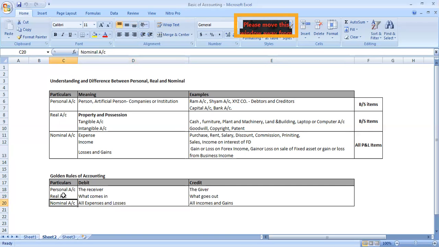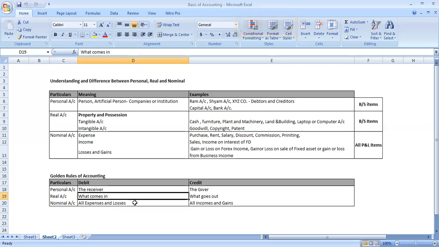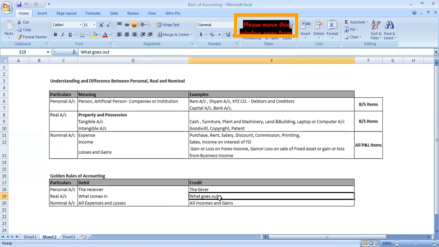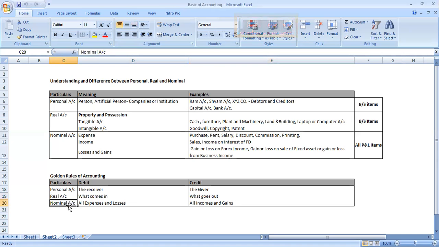Next comes the real accounts. For real accounts, we will debit what comes in, because it relates to properties and assets. Anything that comes in or goes out will be the debit or credit. So here we are going to debit any assets that we purchase, that have been brought into the premises; all those will get debited. Similarly, any assets that have gone out, that have been sold, will get credited, as that will reduce my fixed assets.